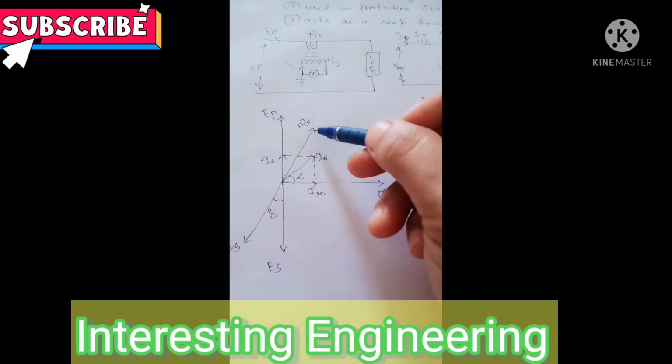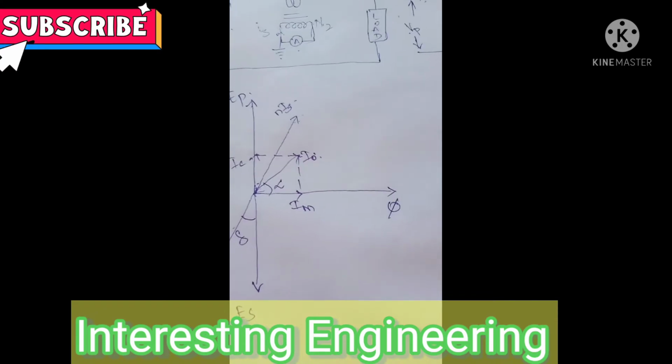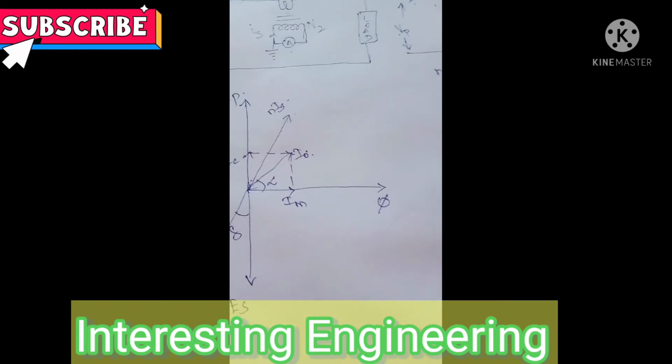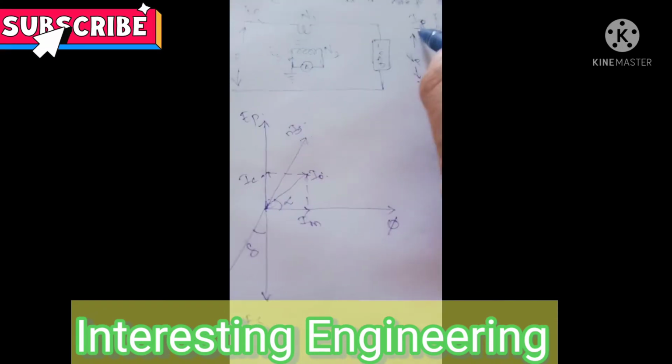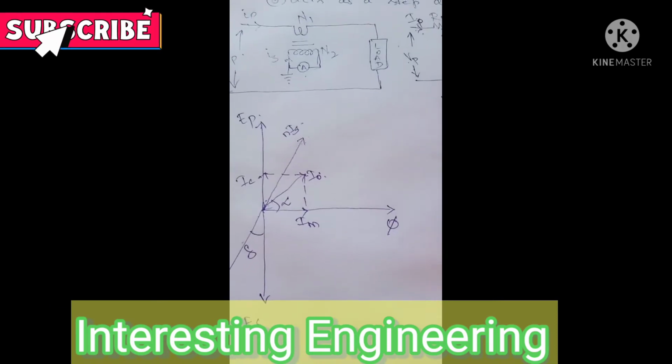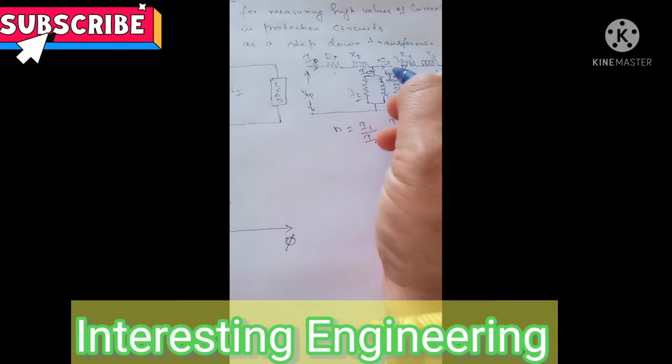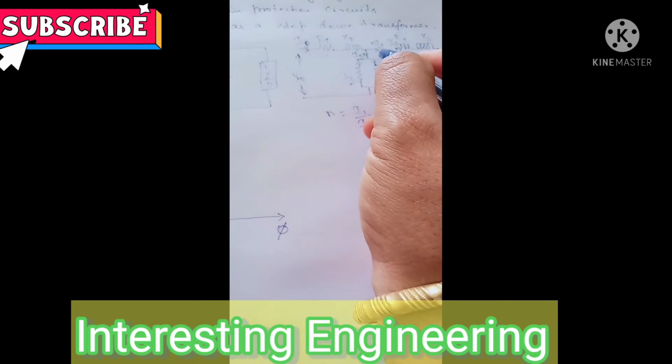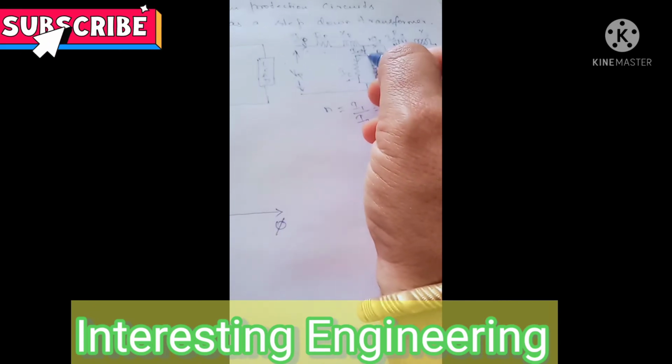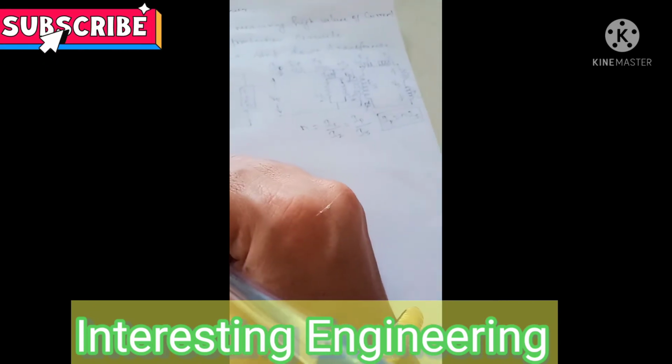I have represented this here, and then if we see here, IP is I0 plus N into IS. We have IP here. This IP line gets divided into two branches, I0 and NIS. So I am drawing this IP as the sum of these two.